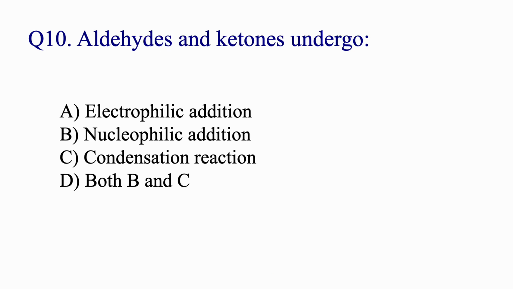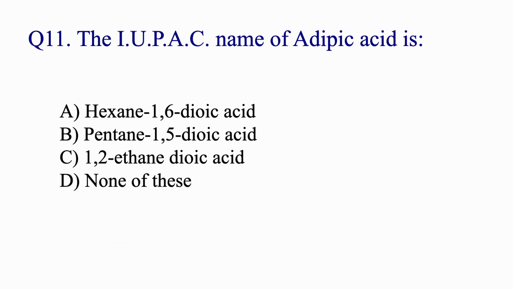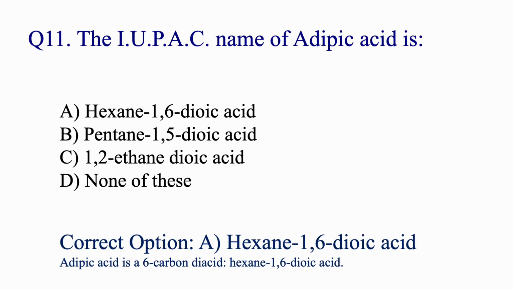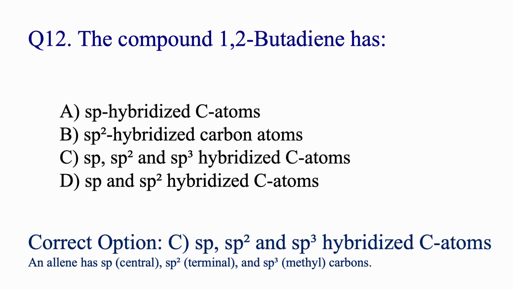Aldehydes and ketones undergo both B and C, nucleophilic addition and condensation reaction. The IUPAC name of adipic acid is hexane 1,6-dioic acid. The compound 1,2-butadiene has sp, sp2 and sp3 hybridized C atoms.